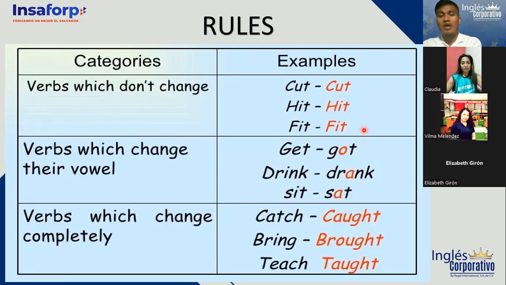So as I was saying before, we have these rules, which are not necessarily a rule, just some things that we have to follow in order to understand how irregular verbs work. For example, we have three categories. In the first one, it says verbs that don't change. Let me tell you that in irregular verbs there are some verbs which will never change. Nunca van a cambiar ese tipo de verbos.